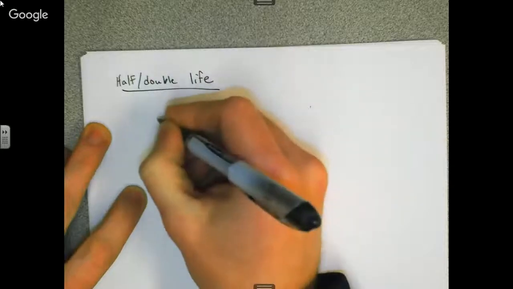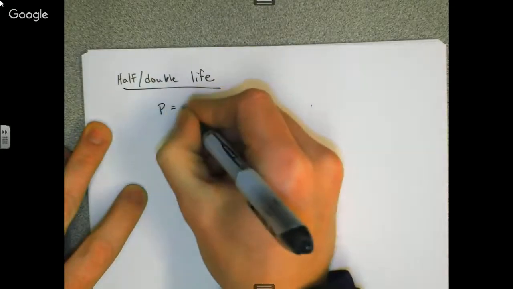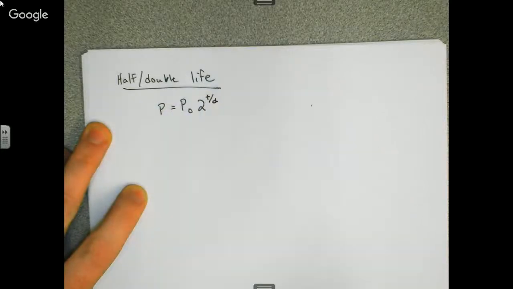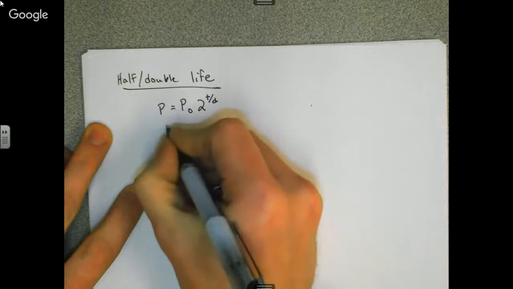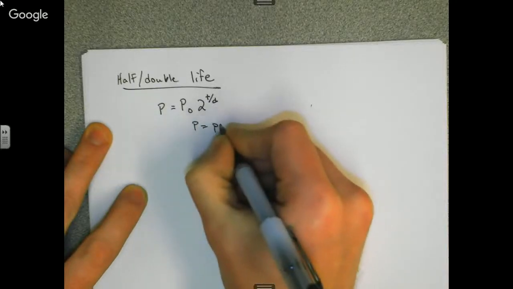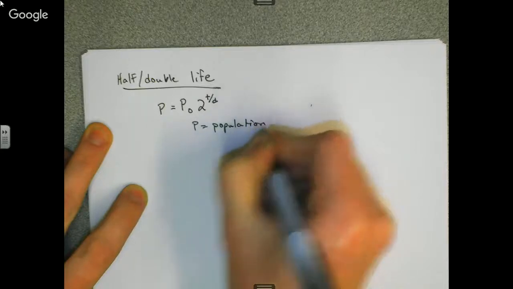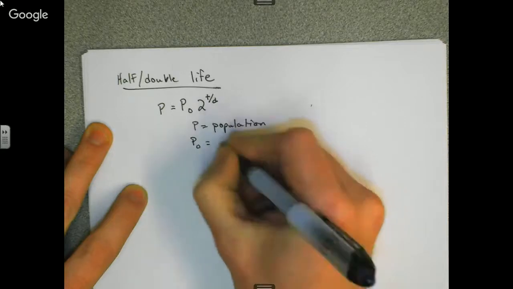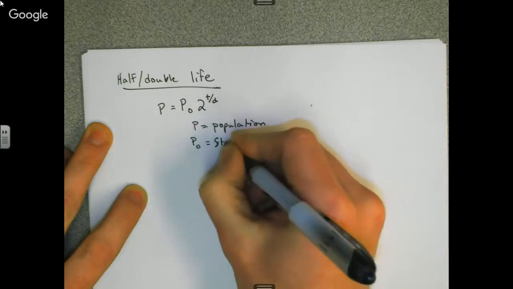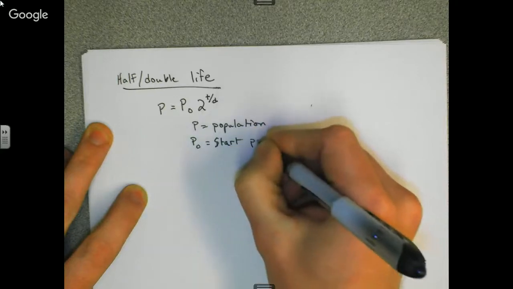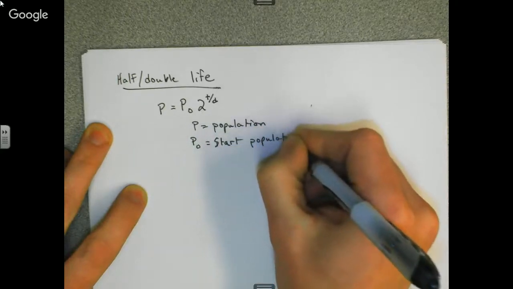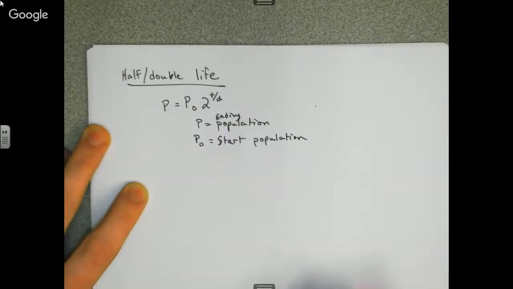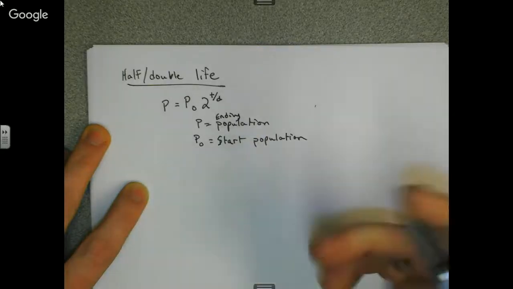Okay, so we got an equation for doubling time and half-life. P equals P naught times 2 to the T over D. P is your population. P naught is your initial or start population. So this one would be the ending population, or population after time t.